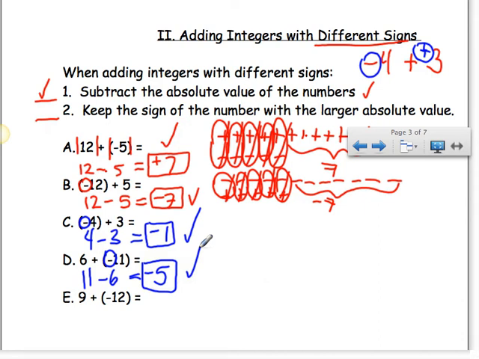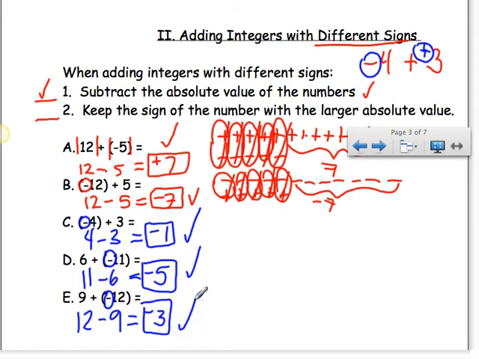Last, you had 9 plus negative 12, 2 numbers with different signs, and since you're adding them, you need to subtract their absolute values, which was 12 minus 9. That equals 3. And then keep the sign of the bigger number, which again was negative.